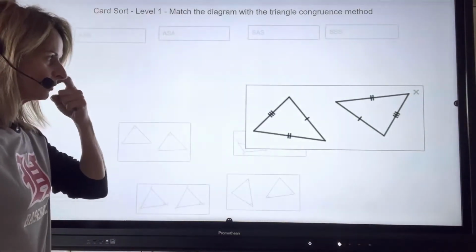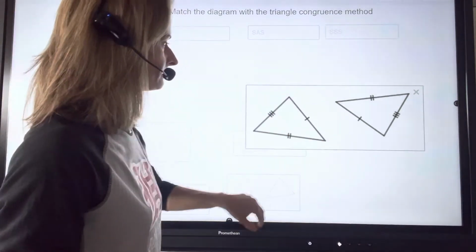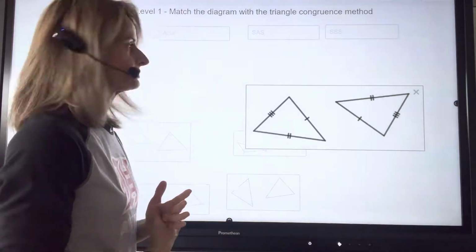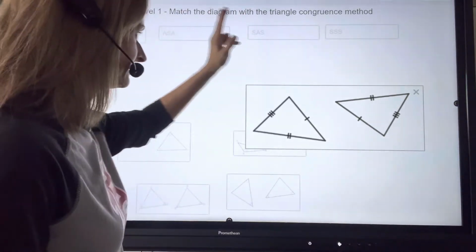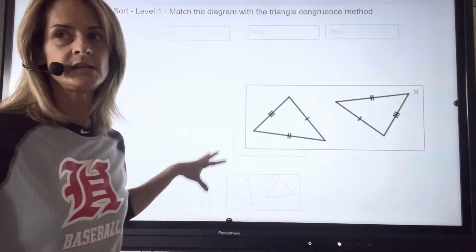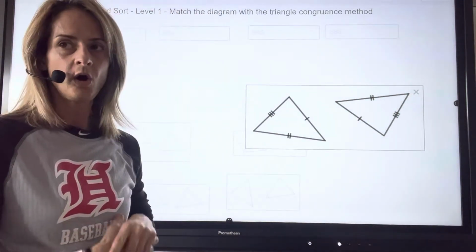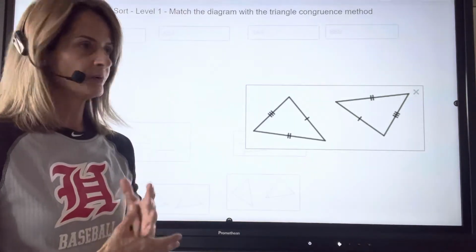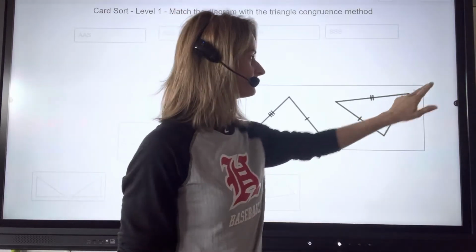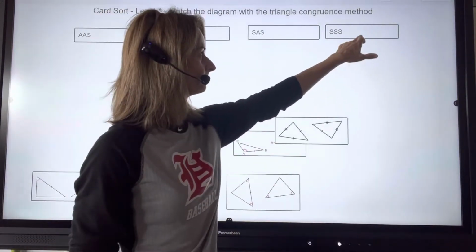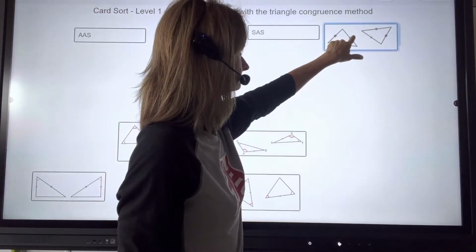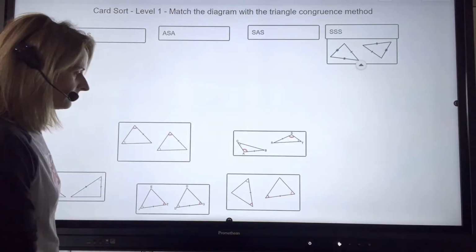Take a look at this triangle. We have three sets of corresponding sides that are congruent. So which method is this for proving triangles congruent? This information guarantees these two triangles are congruent. These two triangles are congruent by, what's this called? Side, side, side. Boom. Excellent.